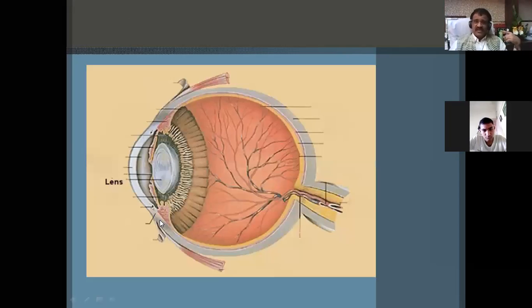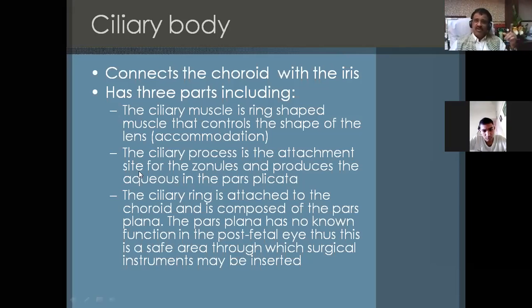Okay. Now here you can see the lens. It is biconvex in everybody. Ciliary body connects the choroid with the iris and has three parts: ciliary muscle, ciliary process, and ciliary ring. Ciliary muscle is a ring-shaped muscle that changes the shape of the lens for the purpose of accommodation.